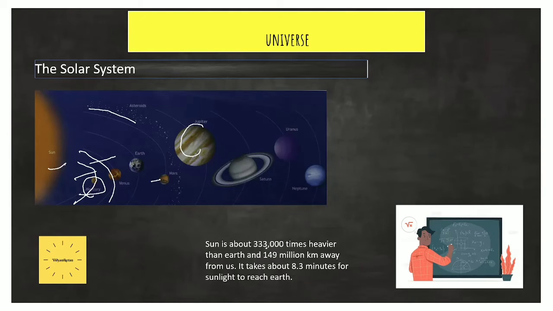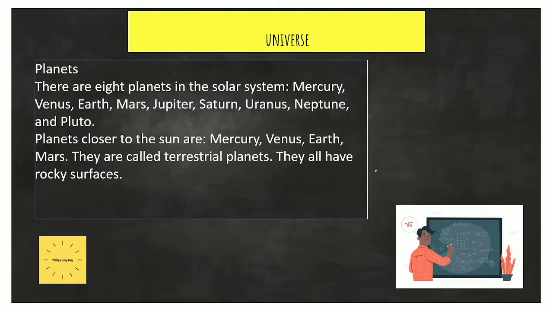It has been found that the sun is about 3,33,000 times heavier than the Earth and 149 million kilometers away from us. By this distance we can find out the time which sunlight takes to reach our Earth. As we all know the speed of light, and we know the distance, we can find out the time. So the time is 8.3 minutes which the sunlight takes to reach our Earth. We discussed this equation in the previous class also. So let's move on to the next slide.